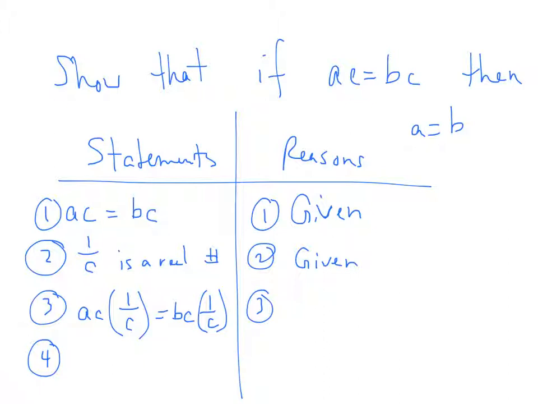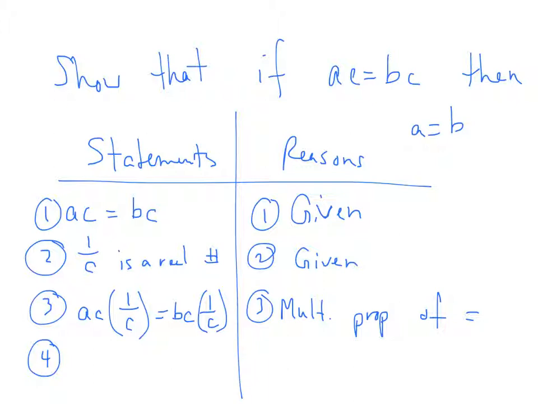Property of equality. Yeah, the multiplicative property of equality. Why is it of equality? Because this is an equation. It's still equal, and it's multiplying. Had I added something to both sides, it would be the additive property of equality, right? Instead of the multiplicative property of equality. So this is the multiplicative property of equality.